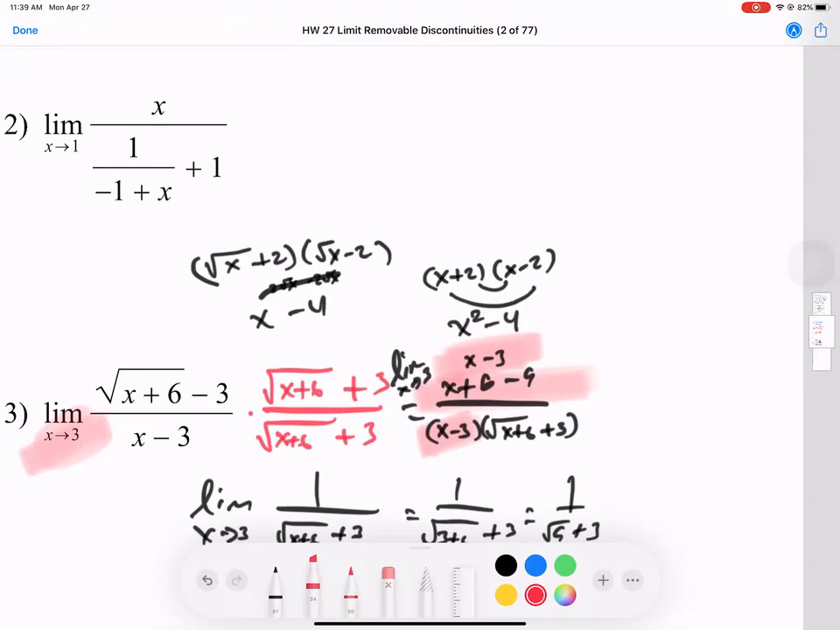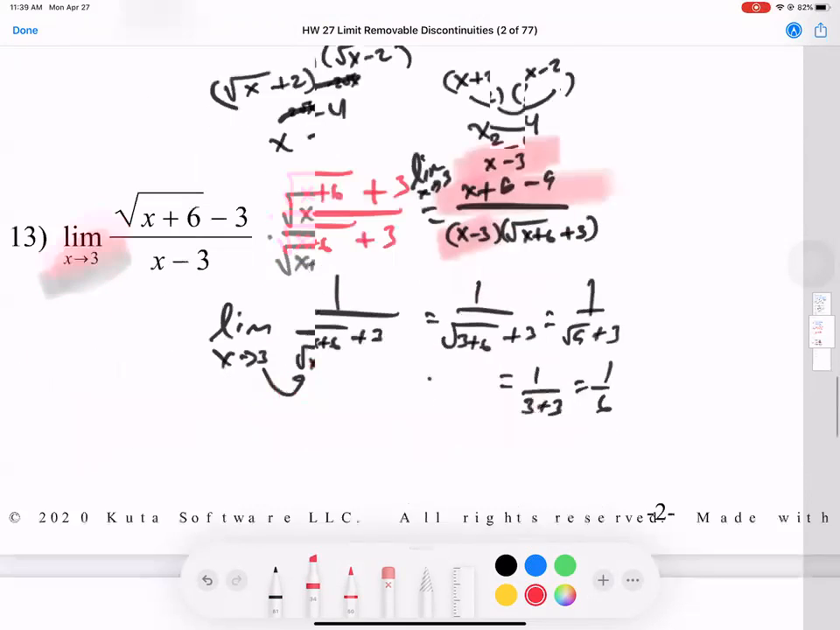Okay, do you guys need me to do one more example of this, or we're okay? Let me know. One more? Sure. Let's do one more.